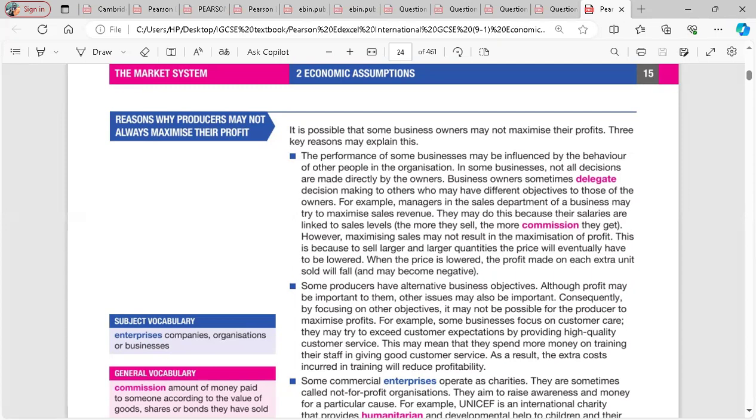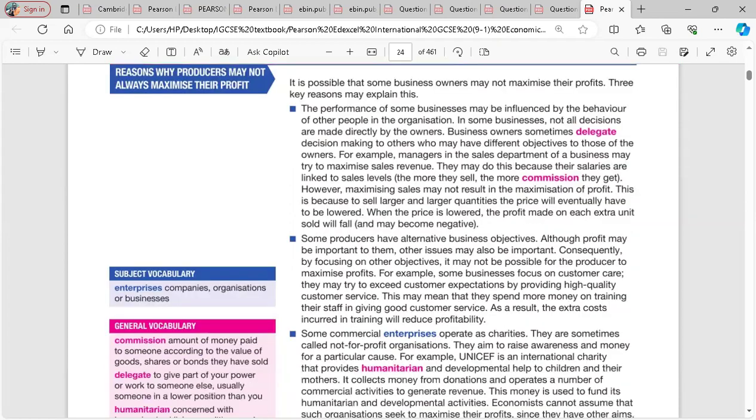So you see, the interest of the manager is different from the interest of the owner. Conflict of interest. Yes. So the owner will not be able to maximize benefits, which is profit maximization. Do you get it now? Yes. That's the first point.